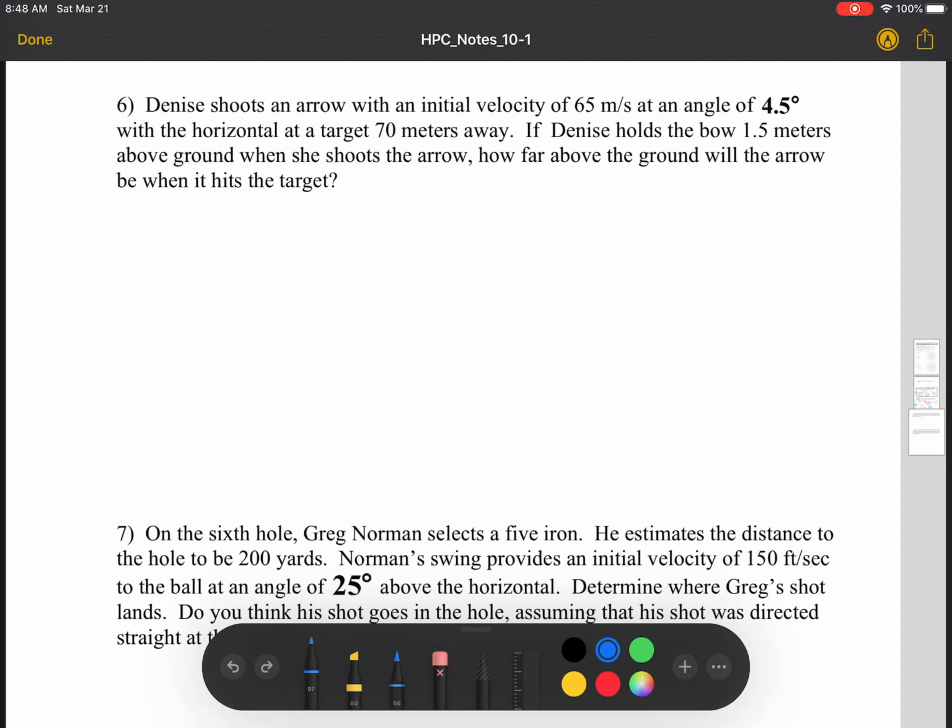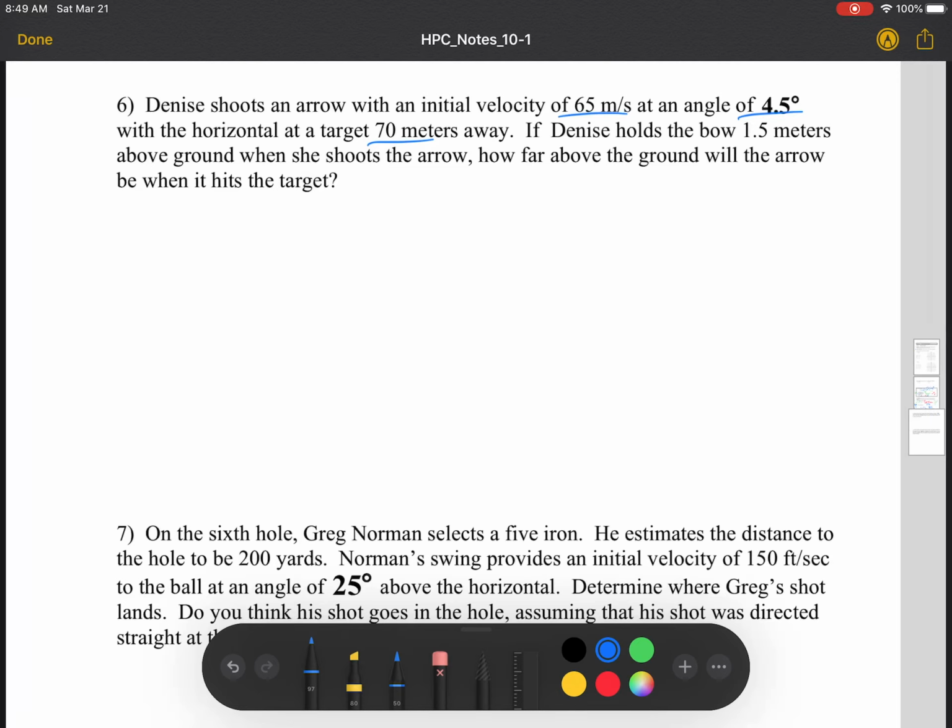Okay, so think about that question. It's asking how far above the ground it'll be when it hits that target. So we're looking for our final height, or our height at a certain point. Our height at the distance of the target. Let's identify some of the values they gave us. It says 4.5 degrees with the horizontal. That just means they're measuring up from the ground, or from wherever your starting height is. So from the horizontal, measured up 4.5 degrees.